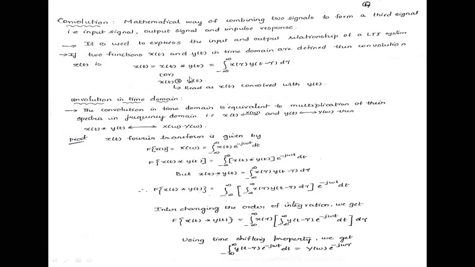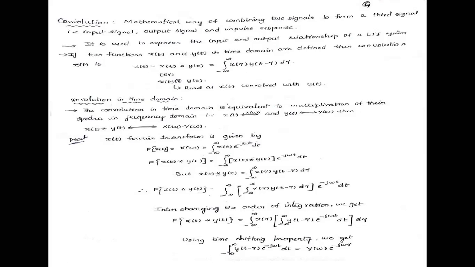Integral from minus infinity of x of tau y of t minus tau d tau, or you can also interchange, y of tau x of t minus tau d tau. Again, the same equation: convolution in time domain. The convolution in time domain is equal to the multiplication of their frequency domain functions. This is the convolution theorem, my students, one of the properties of the Fourier transformation.